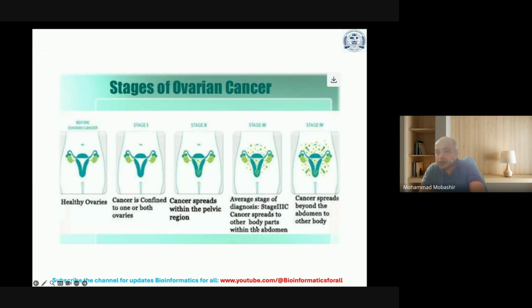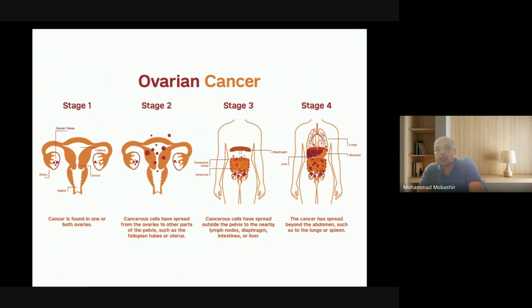Cancer spreads to other parts within the abdomen. Now, here you can see in stage 4, cancer spreads beyond the abdomen to other body parts. Now, the same thing could be seen in a clear pictorial view, like here, stage 1, cancer is found in one or both the ovaries.